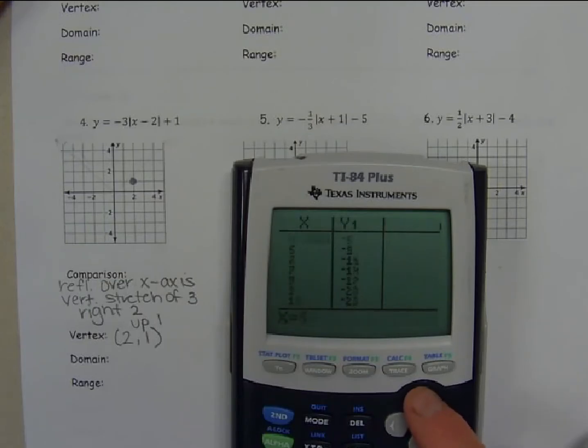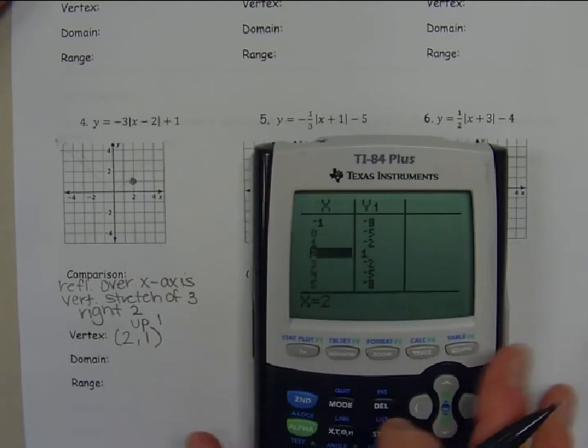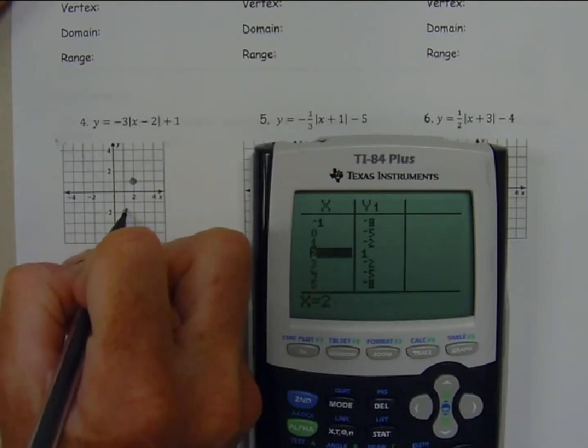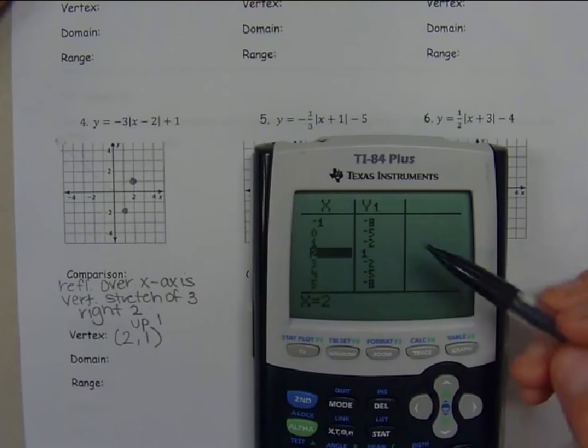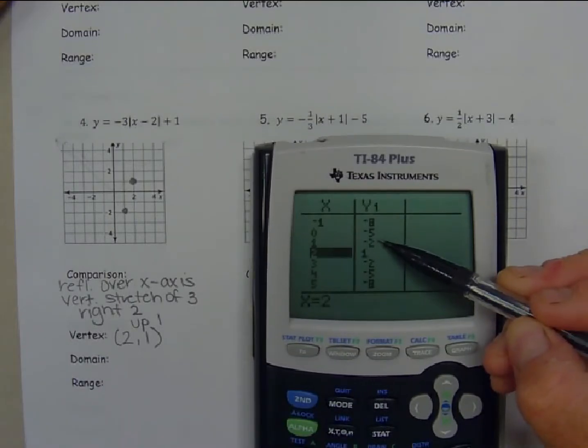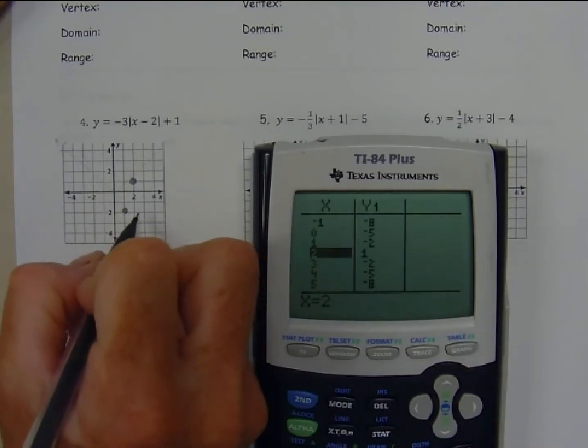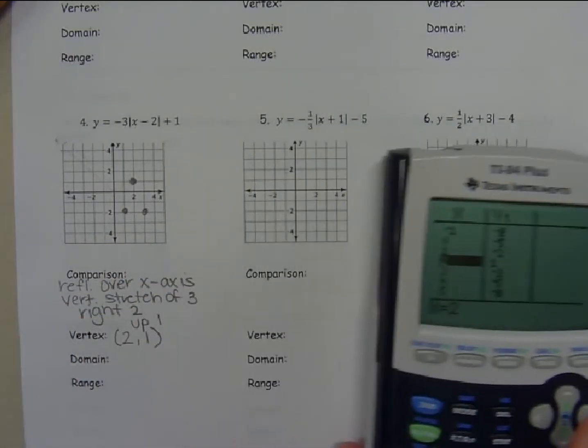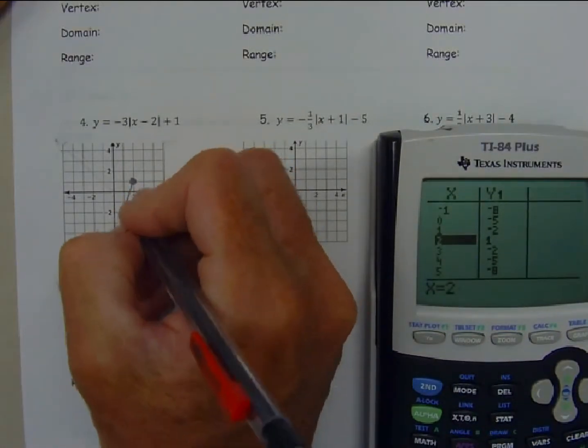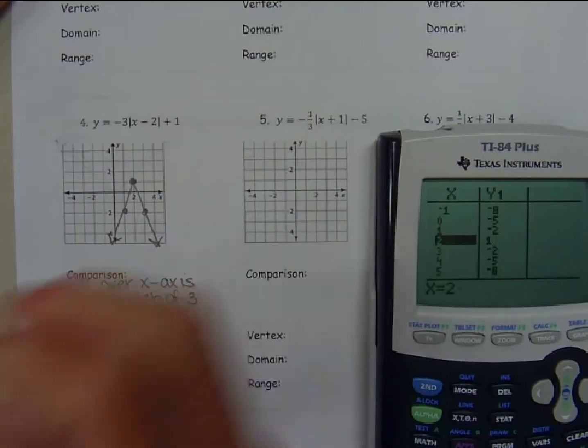And if I scroll on this table down to my point 2, 1, which was my vertex, I can get some nice points by graphing the coordinate above it and below it. So I'm going to graph the coordinate 1, -2. It's the point right above it, and I'm going to graph the point right below it, 3, -2. Once I have those nice coordinates, I can then complete my graph of my absolute value.